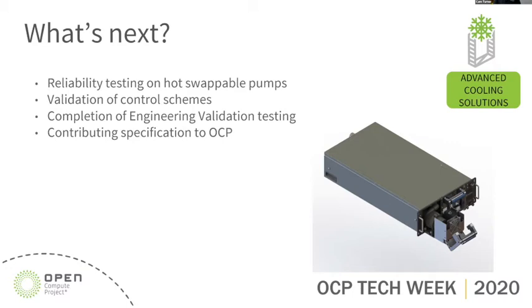Validation of the control schemes is of course required, ensuring that it is behaving the way we want it to, and also reporting all that information back into the appropriate rack manager and BMS systems. Completion of the engineering validation testing, and then finally a contribution of a specification to OCP.